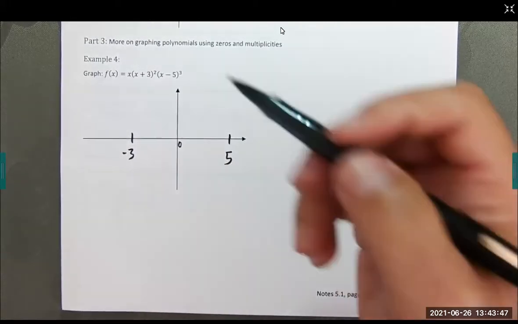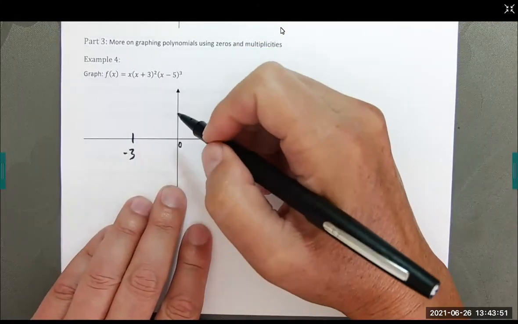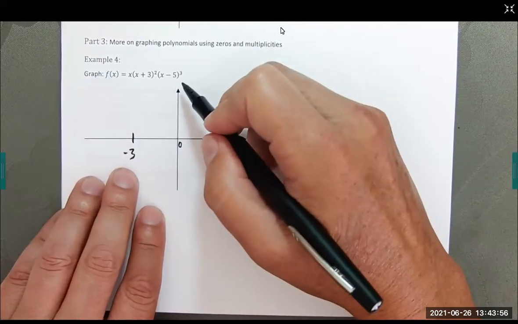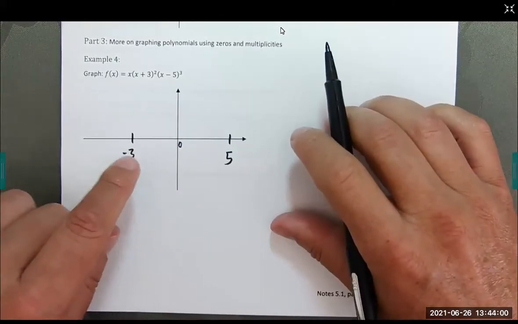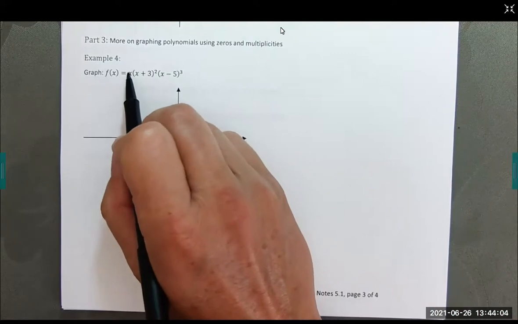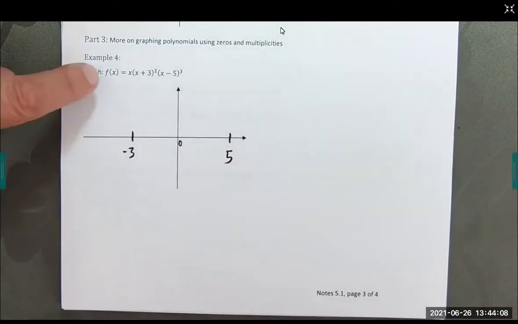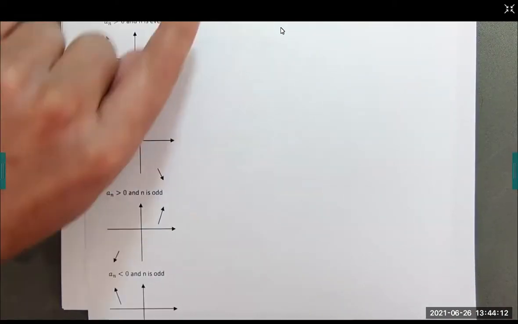All right, now notice we have multiplicity 1. So at 0, it's going to just cross straight through. At -3, we're going to get a bounce. And at 5, it's going to slither through. Now, kind of like that x cubed that I showed you before. Let's figure out what degree this polynomial is. First power, second power, third power, so that's 3 plus 3 is 6. Positive lead coefficient, so once again, I expect it to start up and end up.